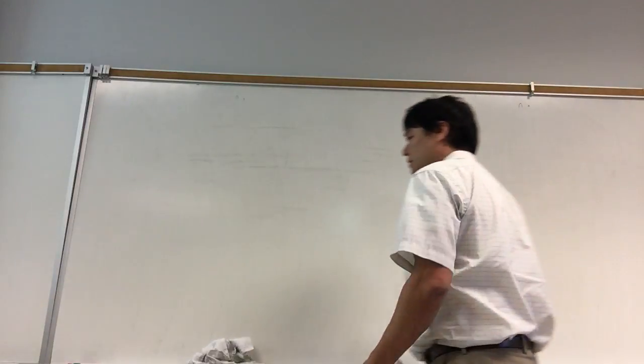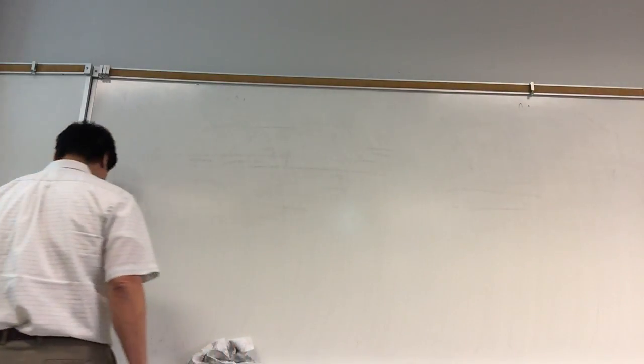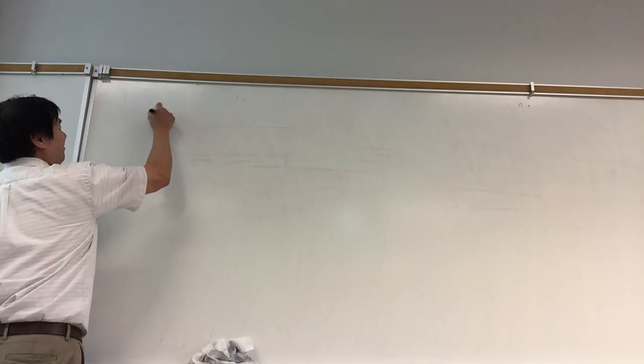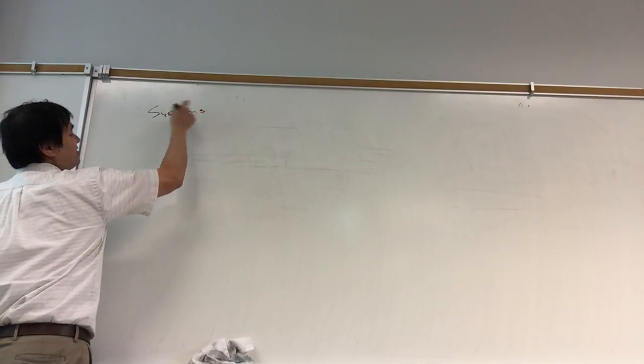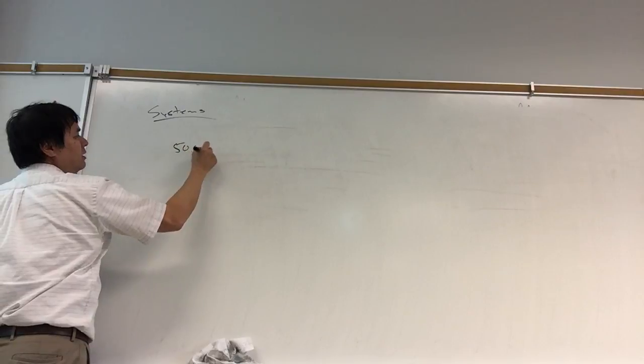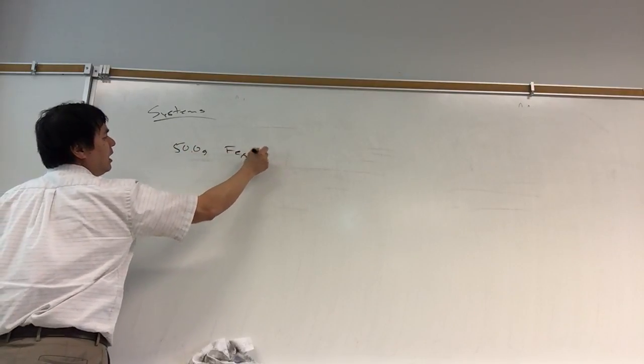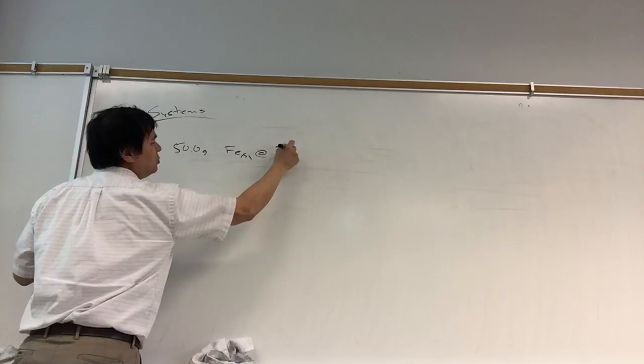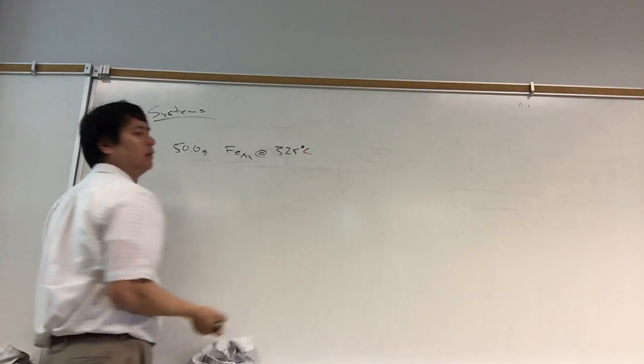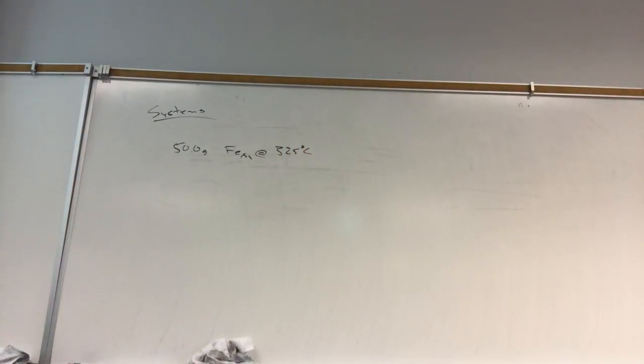And so let's look at some systems here. Let me give you examples of systems. 50.0 grams of iron solid at 325 degrees C. What is that system? Is that system an object, or is that system a reaction? There are only two types of systems, object or reaction. Is that an object or reaction? This is an object. This is a hot object.